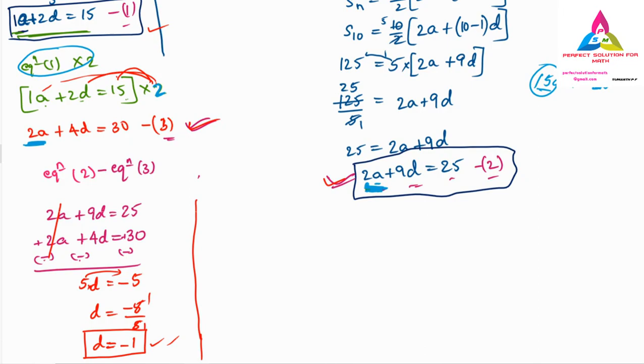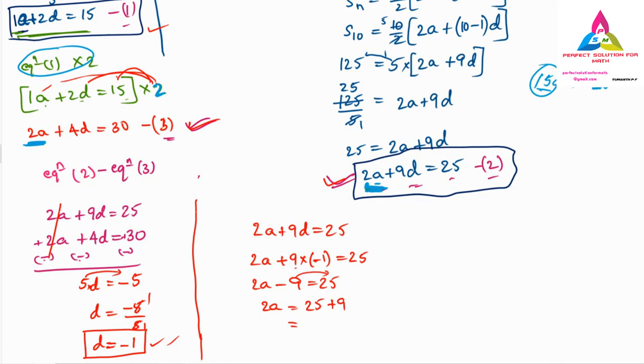That is nothing but 2a plus 9d is equals to 25. So 2a I have to keep as it is because we don't know the a value. 9 as it is, the d value is minus 1, so 2a plus into minus is minus, 9 ones are 9, that is equals to 25. Now minus 9 if I shift, it will become plus 9. 25 plus 9 is 34, that is equals to 2a.